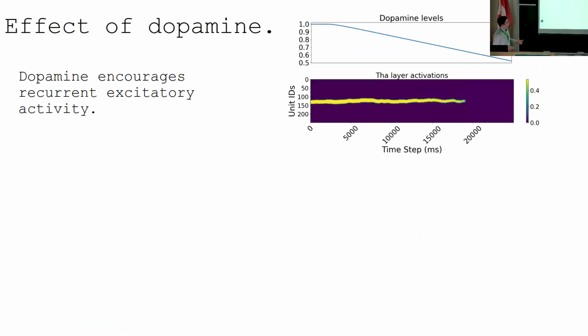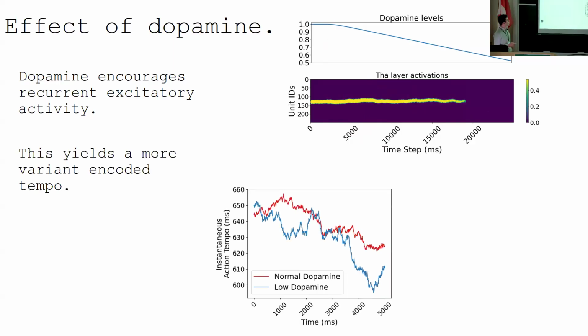Okay. As I mentioned, we're really interested in the effects of dopamine on this network. Like I said, dopamine encourages recurrent excitatory activity through the network. As you reduce it, the amount of recurrent excitation decreases to the point where the bump is no longer maintained. It's a little hard to see, but as the dopamine decreases, you see slightly more drift in the location of that bump in the thalamus.